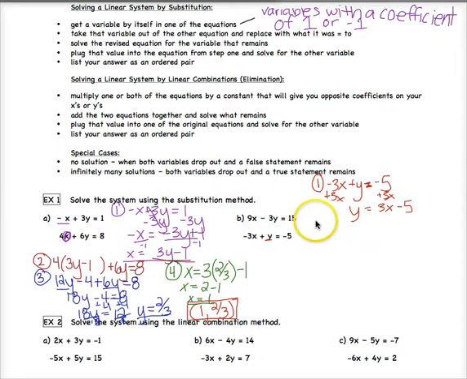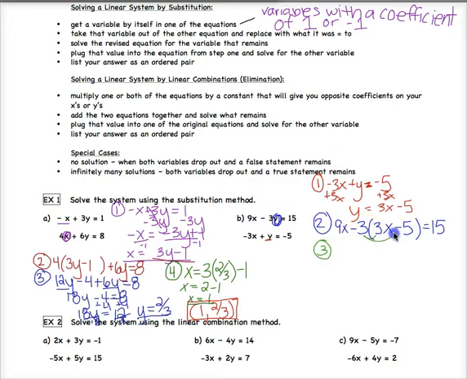Step 2, take that variable out of the other equation. So right here, I solved for y in the first step, so I'm going to take y out of the second in the second step. So 9x minus 3, I leave a blank there, equals 15. And then I plug what y was equal to in its place. So that's step 2. Step 3 is to solve that.